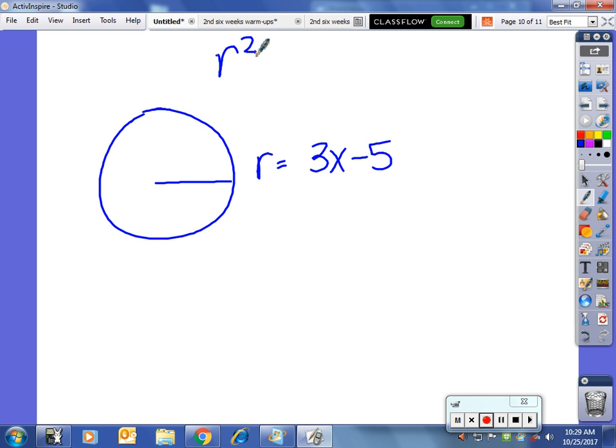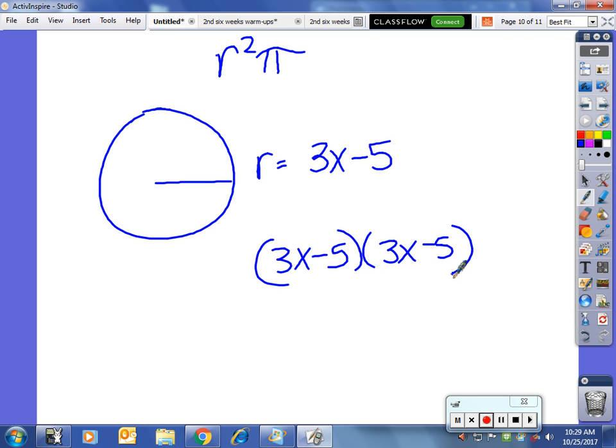The formula chart usually looks like this, radius squared times pi. You have to know that means I've got to multiply 3x minus 5 times 3x minus 5. Please write it out side by side. You really can't do that in your head. That's radius times radius, and then at the end I'm going to have to make sure the whole thing's multiplied by pi.